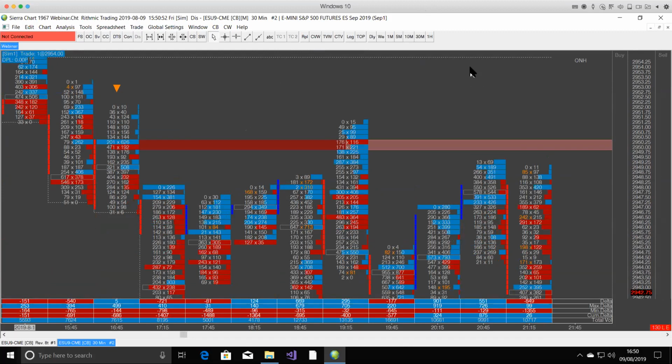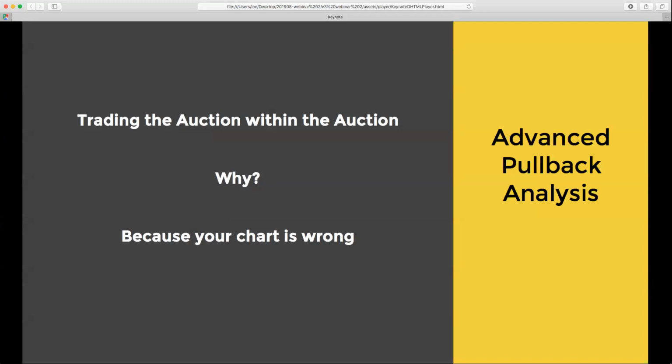Okay, so that's our walkthrough of Absorption Pro. I'm going to flip back to the presentation deck now, and we're going to start to look at advanced pullback analysis. This is a brand new concept we've introduced in version 3 of the order flow suite.